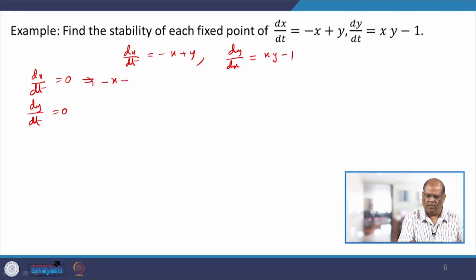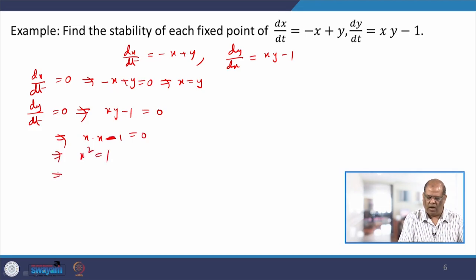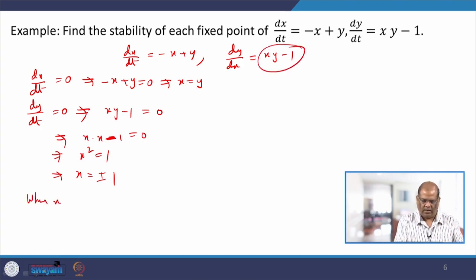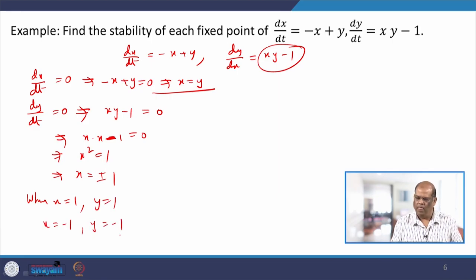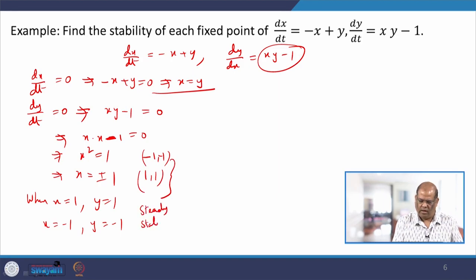This gives you minus x plus y equal to 0, which implies x equal to y, and this gives you xy minus 1 equal to 0, which implies, since x equal to y, I replace y by x, x square minus 1 equal to 0, or x square equal to 1 and x equal to plus minus 1. So, when x equal to 1, we put that here, y is also 1, and when x equal to minus 1, y is also minus 1. So, we get minus 1, minus 1 and 1, 1 to be the steady state solutions.